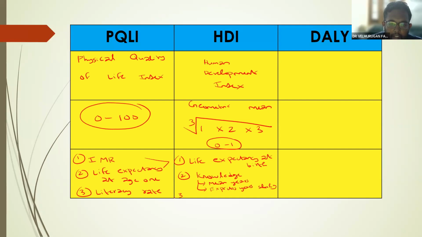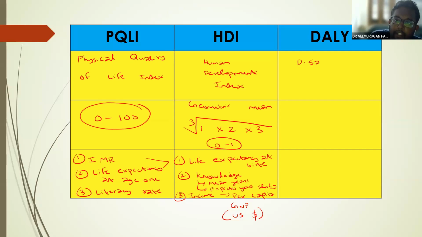The third one is mainly income. Here we do not have literacy, but we have income. It is calculated per capita, for one person: how much is the earning amount? Gross national product, calculated in terms of US dollars. Per capita GNP, gross national product for one person. How much money can be earned by one person in India? Per capita gross national product in US dollars. So this is the difference between PQLI and HDI.